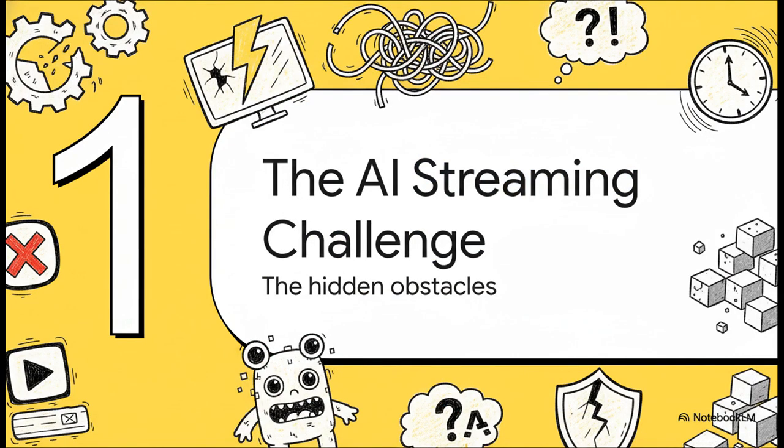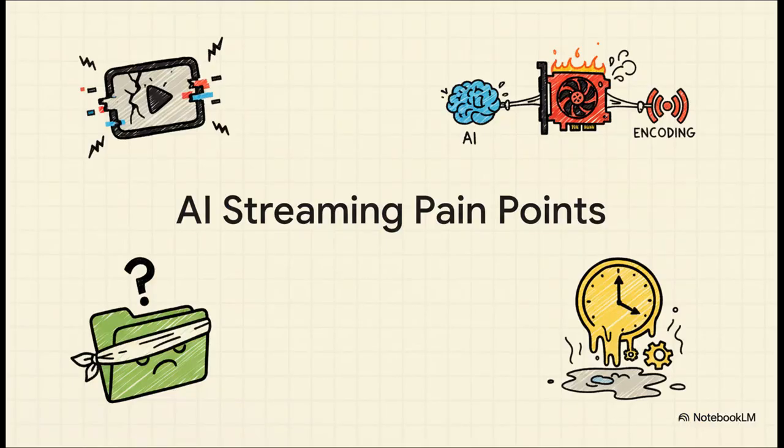Okay, so before we jump into the solution, we really have to understand the problem. Because running an AI stream is not like your typical broadcast. It comes with a whole unique, and let's be honest, incredibly frustrating set of hurdles. These right here are the gremlins in the machine. First off, your AI generator could just burp and spit out a half-finished, corrupt file, and boom, your whole stream goes down. Then you've got these notoriously flaky folder watching tools built into software like OBS.